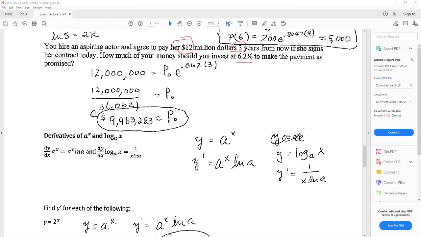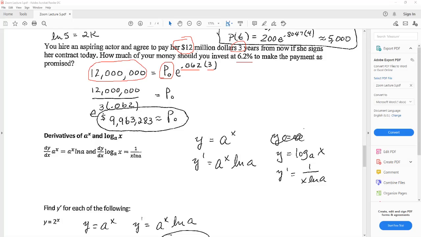So what are we solving for? Well, we're solving for the initial amount. What's the initial amount of money you need to put in so that after 3 years at 6.2%, your money will grow to 12 million? This is a growth problem because we want to grow from our initial deposit up to $12 million. So we're solving for the initial amount.